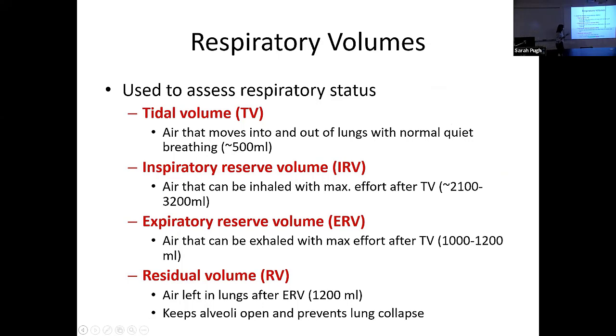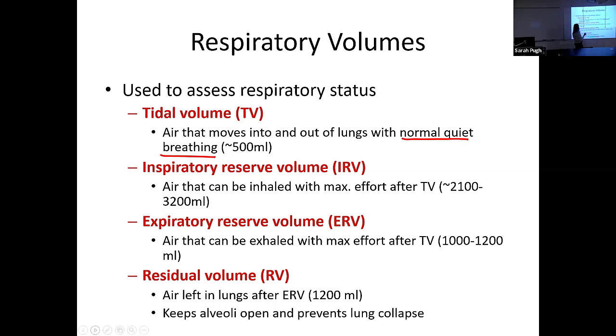Now, this is something that we talk about in the lab as well. These are respiratory volumes. These are volumes that we can use to assess the status of your respiratory system. Things like tidal volume. Remember, I think of the tide coming in and out. So tidal volume is just normal breathing in and breathing out. Okay. This is just normal, quiet breathing, and it's the amount of air that moves into and out of your lungs during normal, quiet breathing.